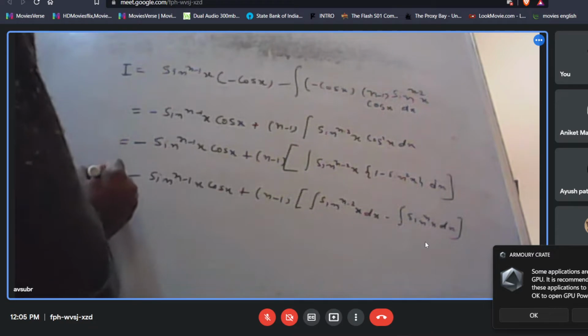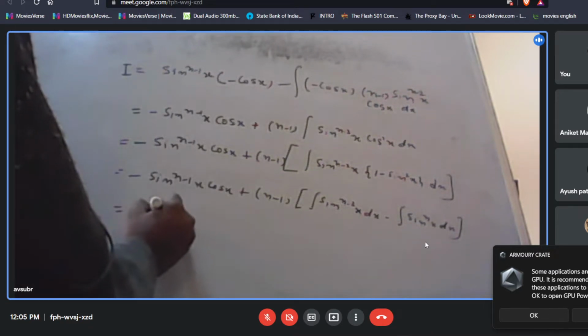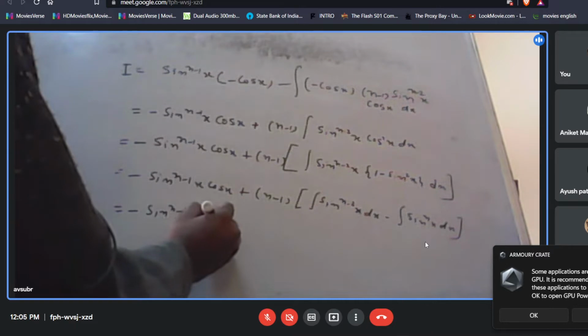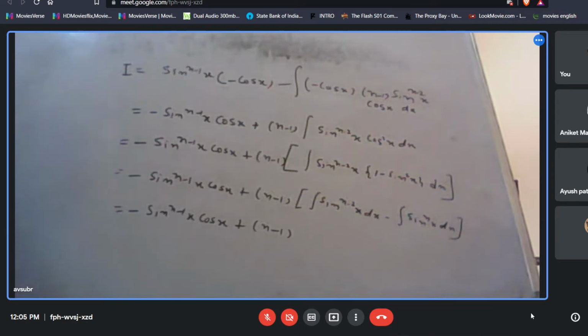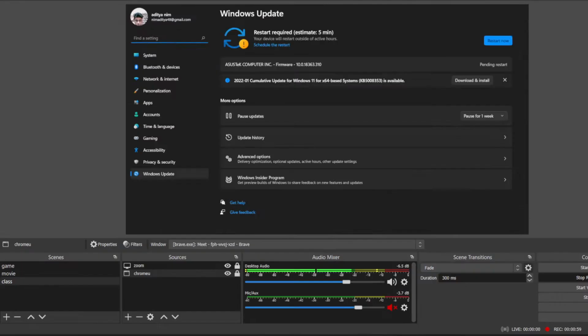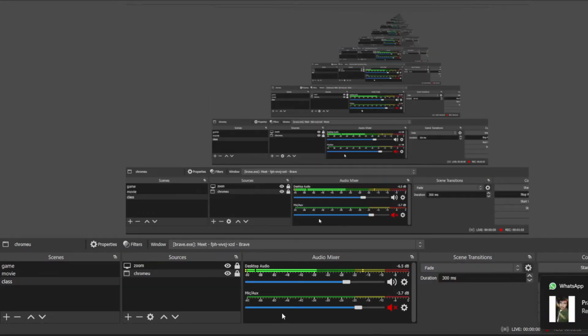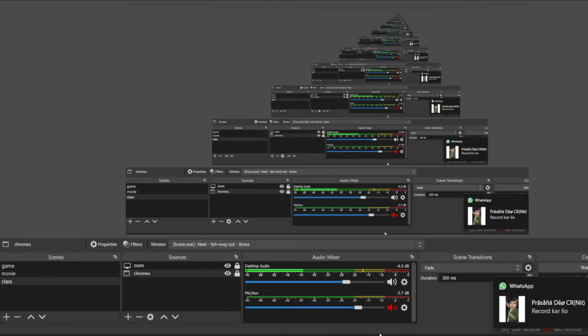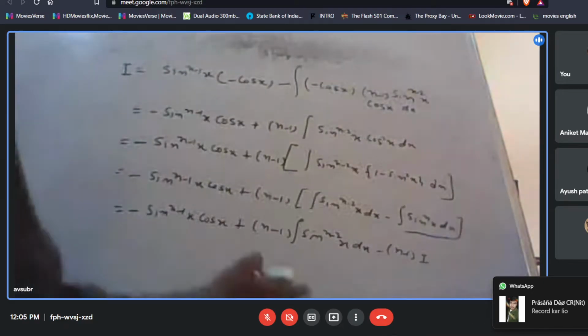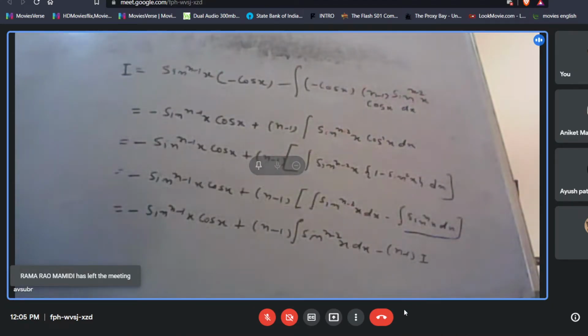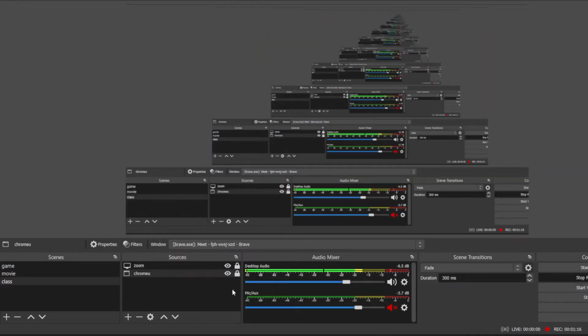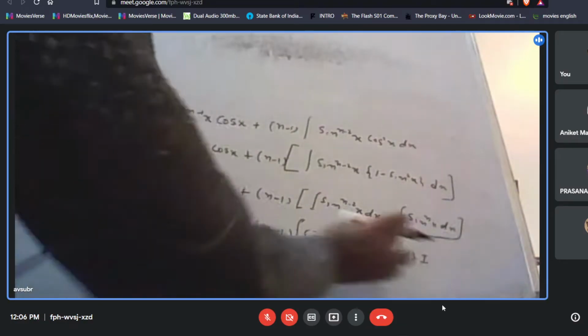And this can be written as minus sine to the power n minus 1 x cos x plus n minus 1 into integral of sine to the power n minus 2 x dx minus n minus 1 I. Can I write this as I? Because I had considered I equal to integration of sine to the power n x dx, right? Yes, sir. So this is equal to I. Both the sides, the same thing is there. I can bring this on this side.